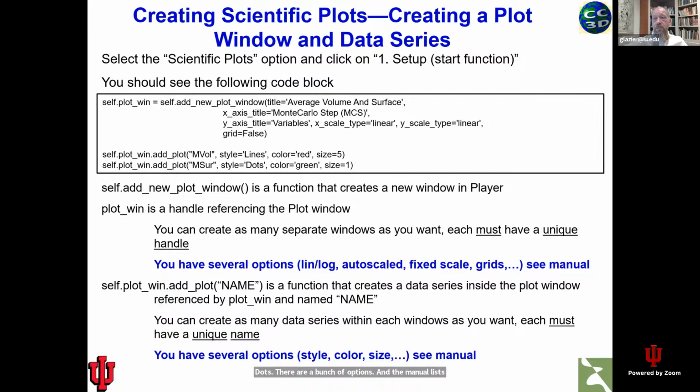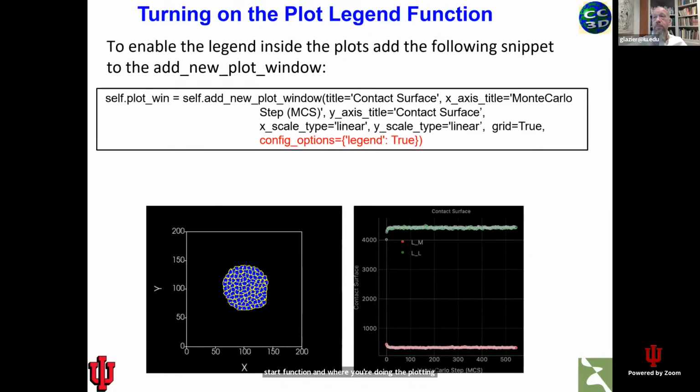One thing that you are going to have to remember is that you're going to have to match the plot window handle and the data series title exactly. And the data series variable name, mvol, here has to be matched exactly. So you have to reference back and forth between the start function and where you're doing the plotting, because you'll have to remember that. Okay. You can also apply legends, a floating legend, if you like. And there are some options about where that floats to that you can look up.